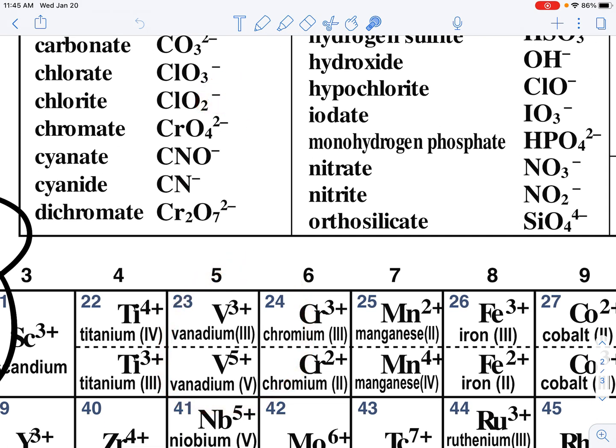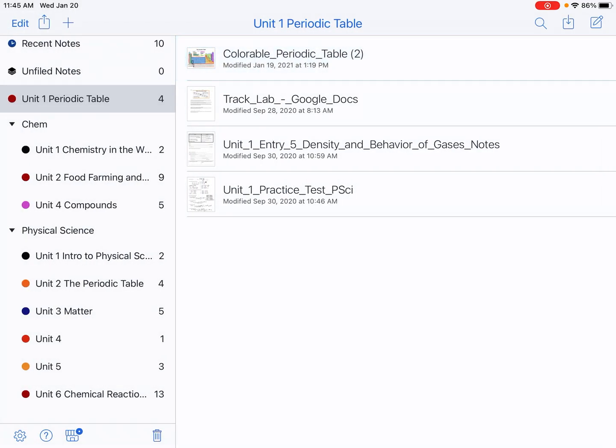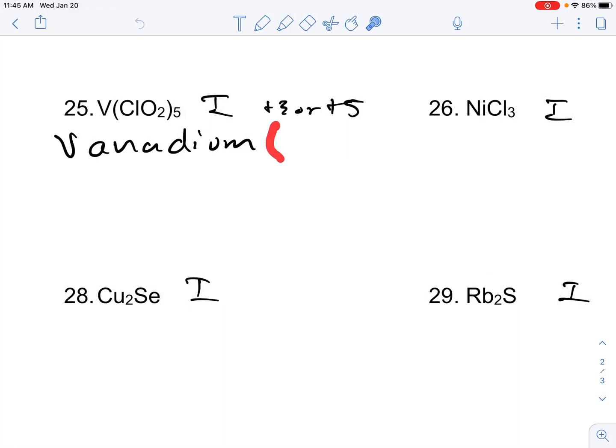And based on chlorite being at a -1 charge, I know that I'm going to use my charge of 5 for vanadium, because I see the 5 here, that came from the vanadium. And then this is chlorite.